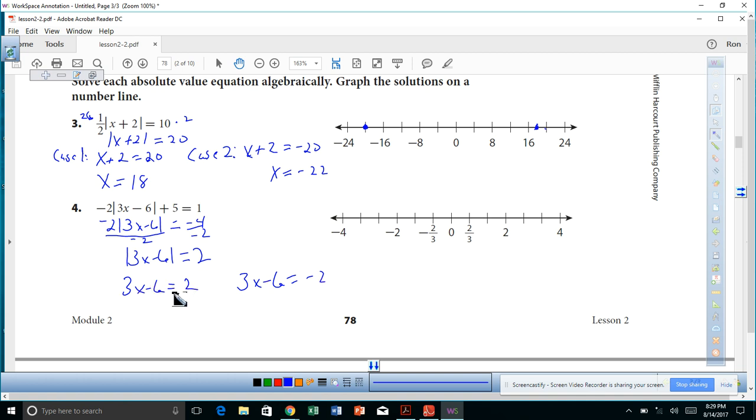We're going to add 6 to both sides. That's 3x equals 8. Add 6, that's going to be 3x equals 4. Divide by 3, and you get x equals 8 thirds and x equals 4 thirds. 8 thirds is a bit less than 9 thirds, which would be 3. And 4 thirds is going to be 1 and 1/3. We'll say this is 4 thirds right here. And there we go.